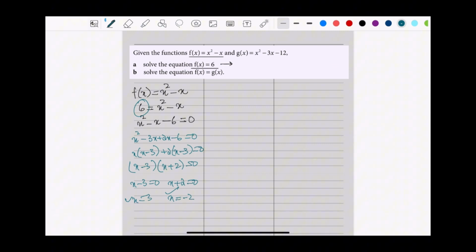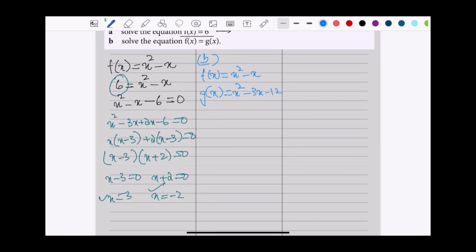Another question. So if I say part B, f of x is equal to g of x, which means f of x is equal to x squared minus x, and g of x is equal to x squared minus 3x minus 12. They want you to find the value of x when both these functions are equal to each other. I can write that down as x squared minus x, instead of f of x, is equal to g of x, which is x squared minus 3x minus 12.